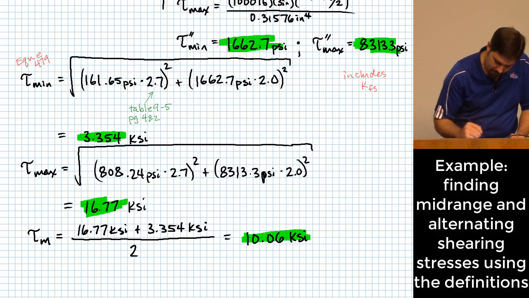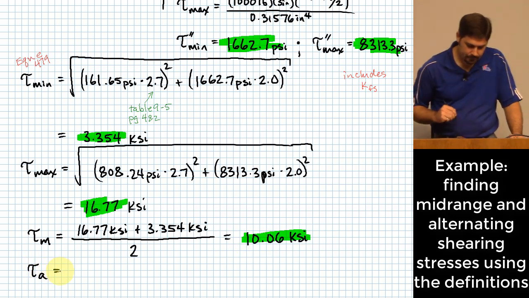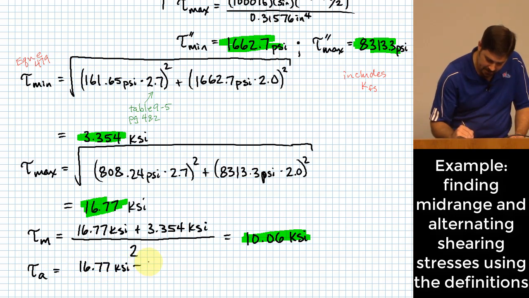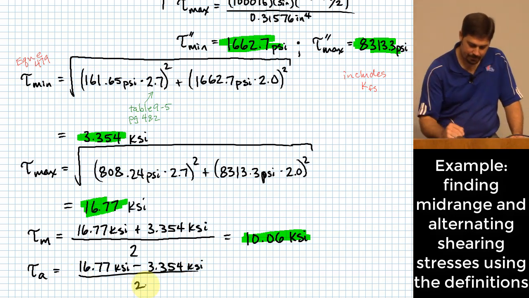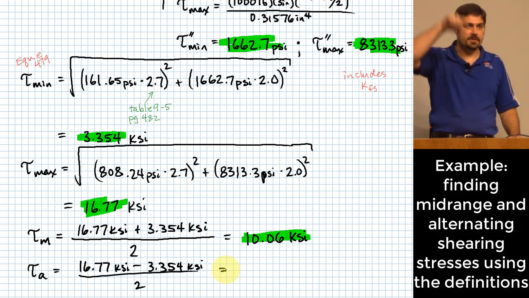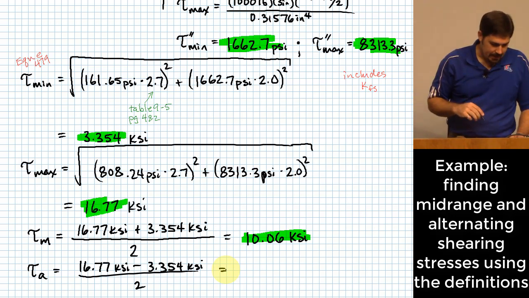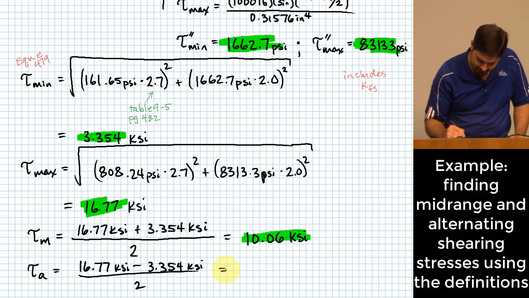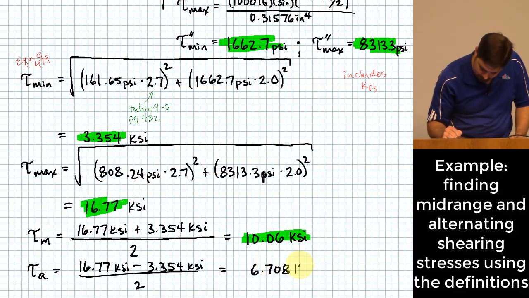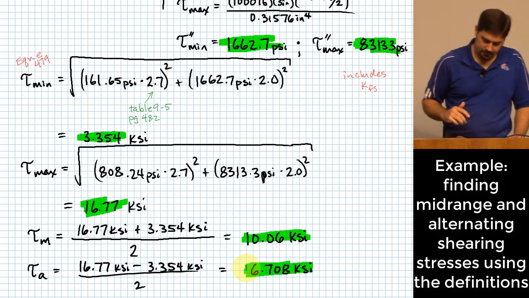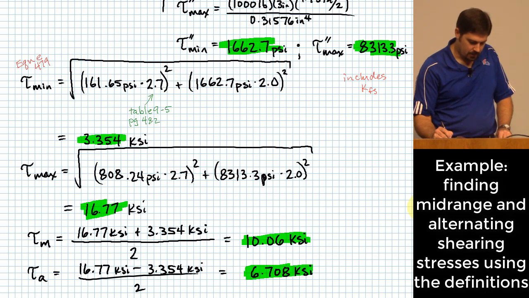What about for our alternating component? It looks very similar, but we do 16.77 KSI minus 3.354 KSI. So you take the difference there between the maximum and min and divide that by 2. And that basically gives you how far you deviate from the mid-range stress to get to the extremes. Okay, and that value ends up being 6.708 KSI. All right, we good so far?